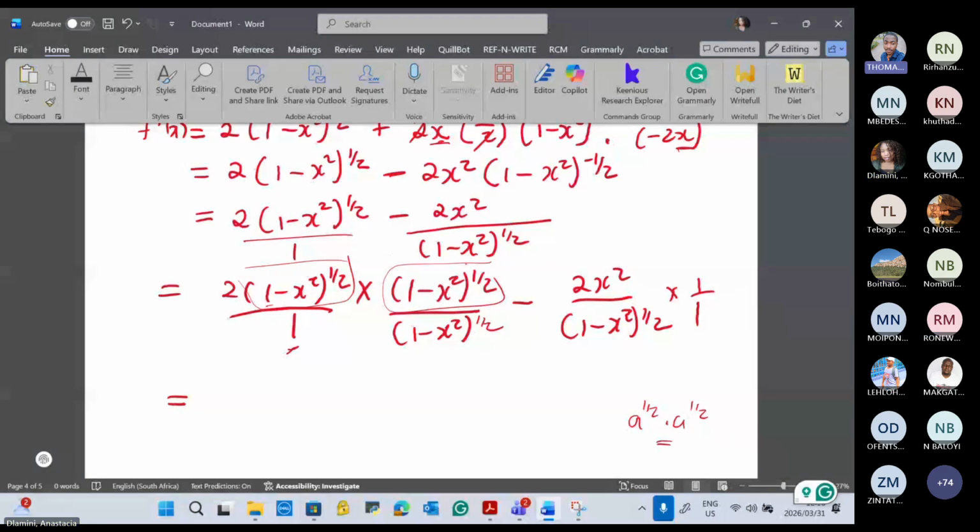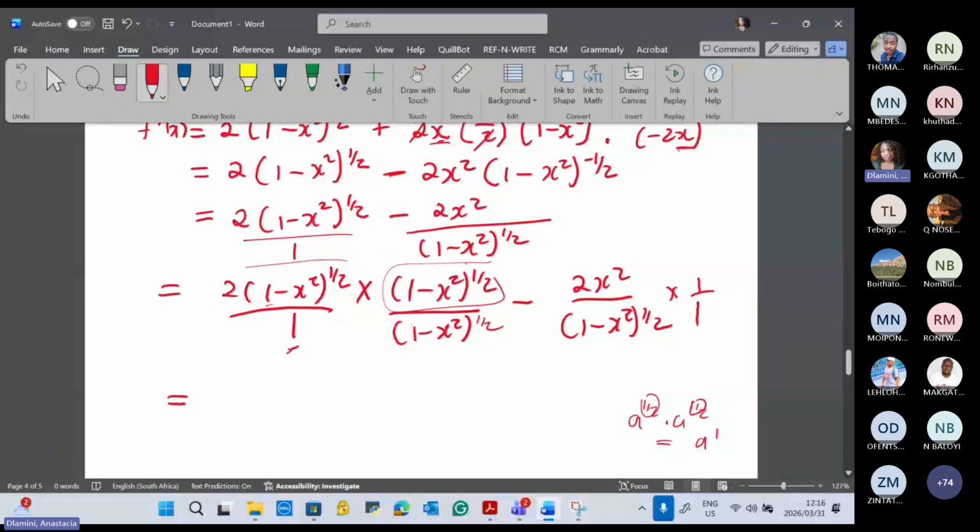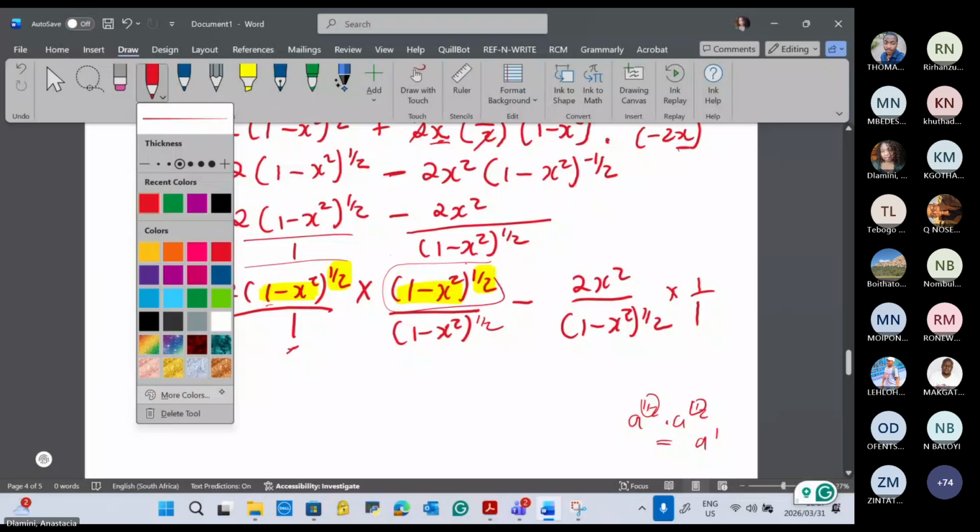Add the exponents. So half plus half becomes what? 1. So this is to the power of 1. Meaning that here, if you look at this, we have same bases. This base and this base are the same, so we just add these exponents. So here we'll be left with 2x minus x squared to the power of 1. Make sense?